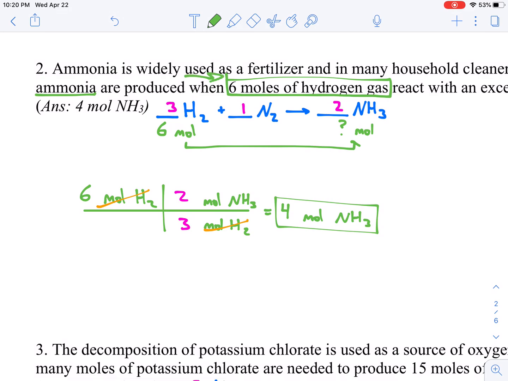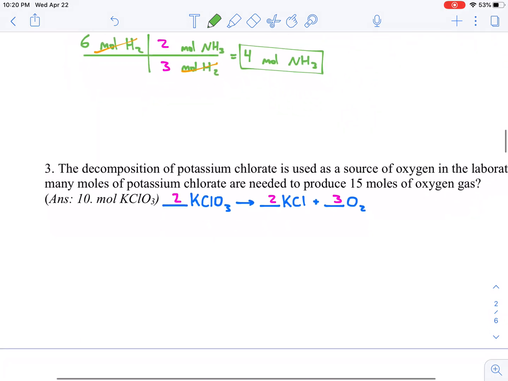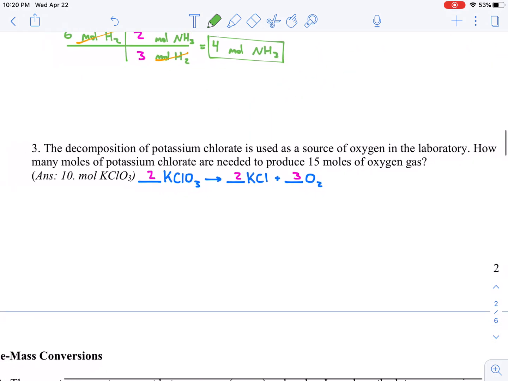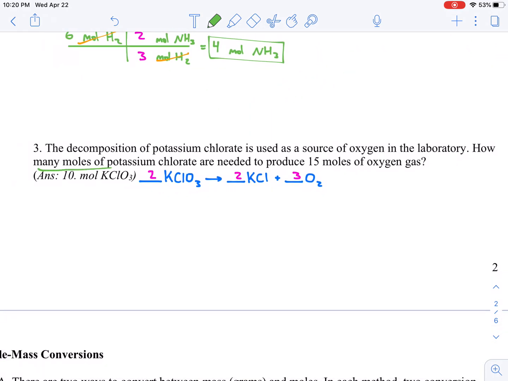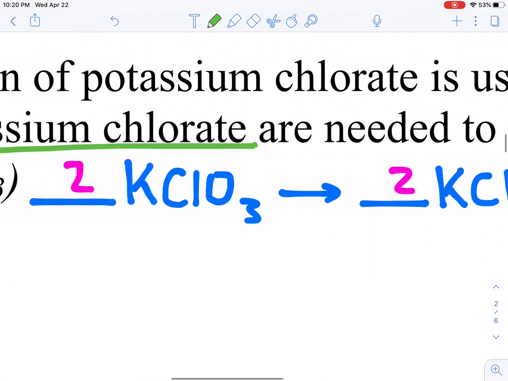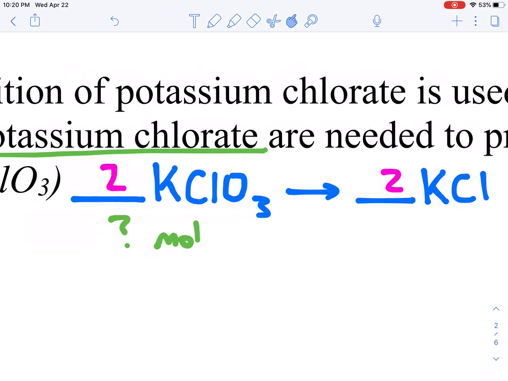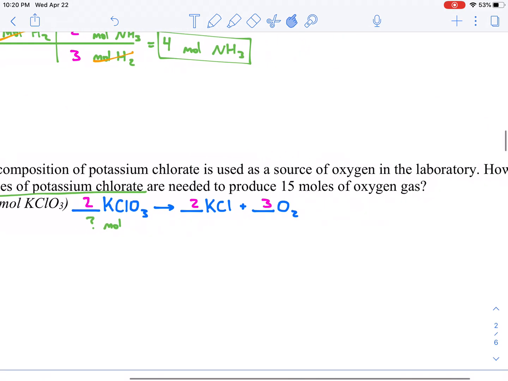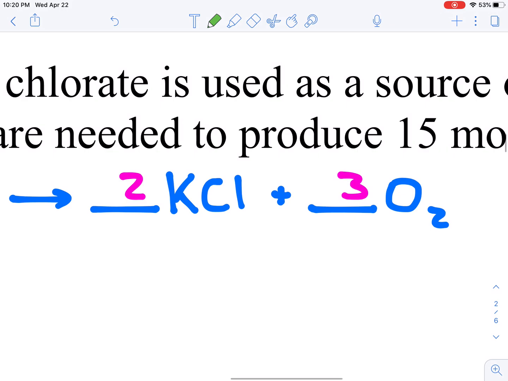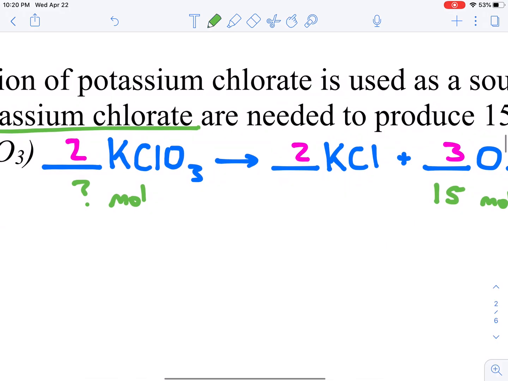Good to go. Finally, we're going to decompose some potassium chlorate, right? And we are asked how many moles of potassium chlorate. Alert, write it down. How many moles of potassium chlorate are needed to produce 15 moles of oxygen gas? So we're given information about oxygen gas.